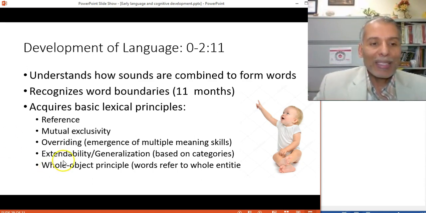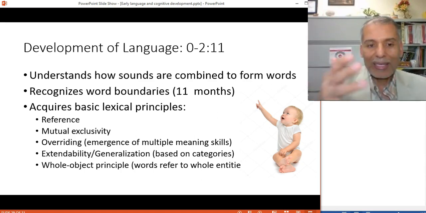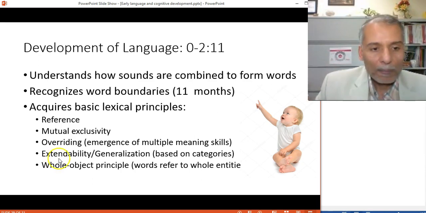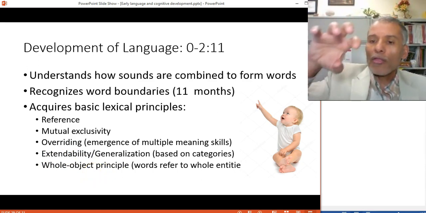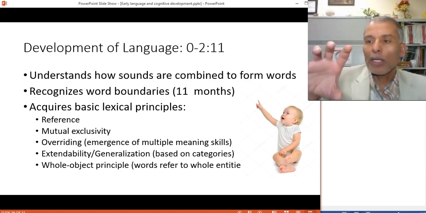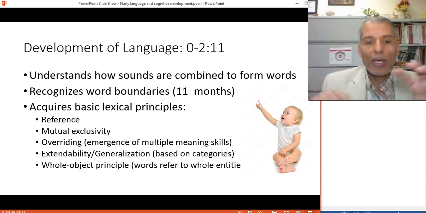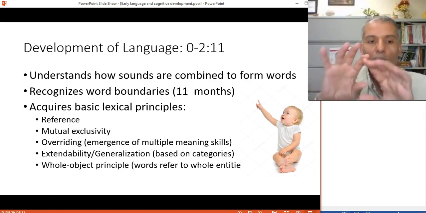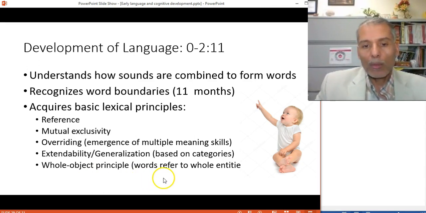And then extendability, extending one category, like the example I'm giving, saying, yeah, all horses can be different sizes, and so on. They're still called horses. Whole object principle means one object or one thing is one concept. Like horse, that is one concept, one thing. It has a single word that is connected with it. Anything that you have, stapler, computer, each one stands for one concept. One object equals one concept.